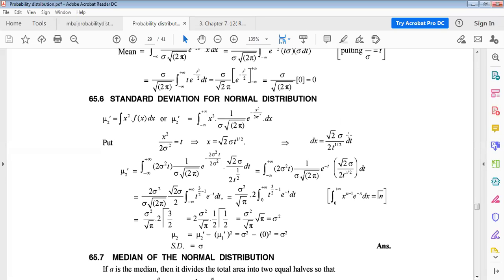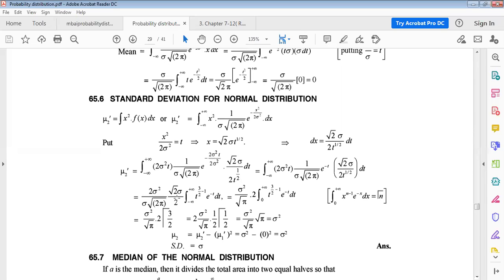Then dx will be what? dx will be root 2 sigma divided by 2 t to the power half dt. Now the integration will be with respect to t, so minus infinity to plus infinity, 2 sigma square t, 1 by sigma root over twice pi, e to the power will be only t, since 2 sigma square will be cut. So e to the power only minus t, then root over 2 sigma divided by 2 t to the power half dt. Okay.